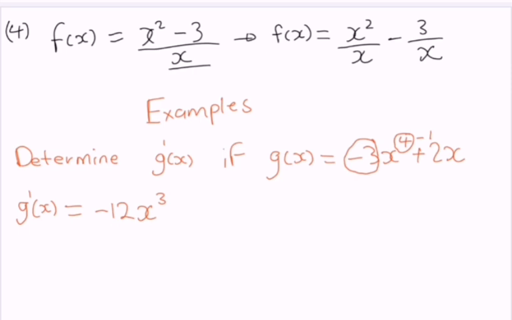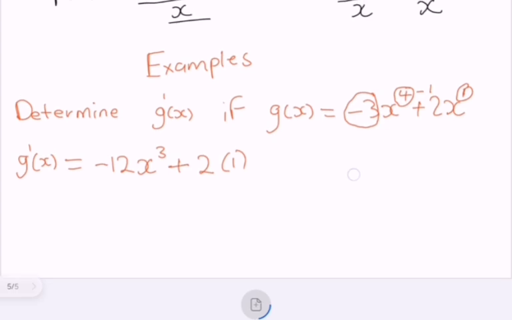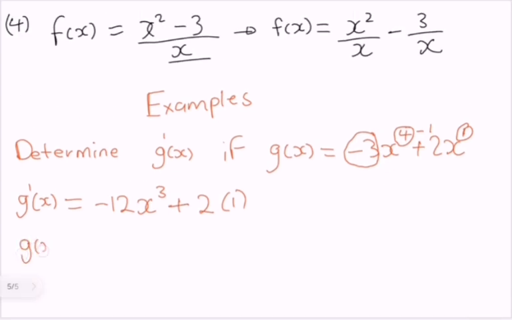Okay, did you get that? Then plus 1 times 2, it's 2. Then x to the power of 1 minus 1, it's 0, which is simply 1. Therefore, your final answer will be given as negative 12x cubed plus 2. Then we have determined the first derivative of what? Of g.